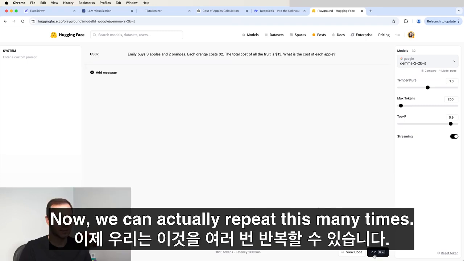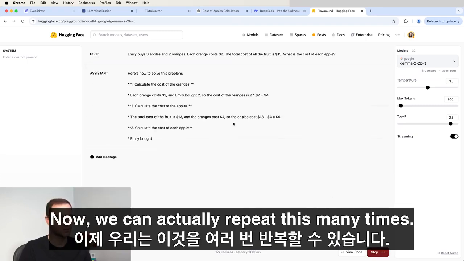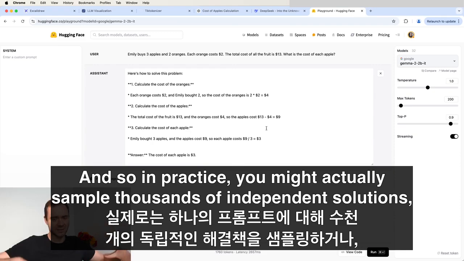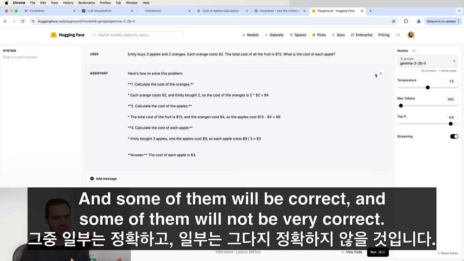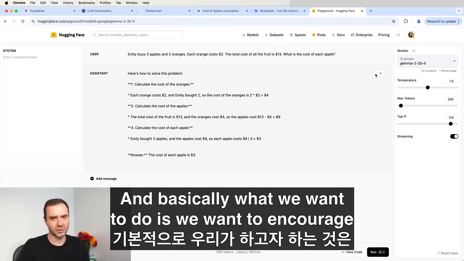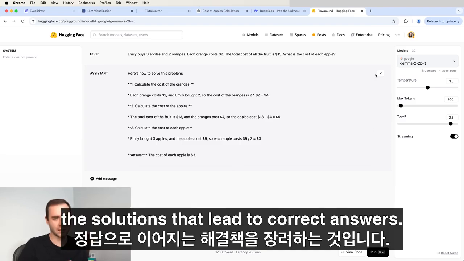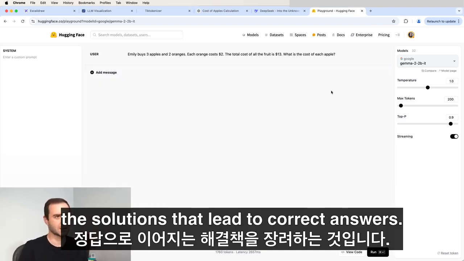Now we can actually repeat this many times. In practice, you might sample thousands of independent solutions, or even a million solutions, for just a single prompt. Some of them will be correct and some of them will not be very correct. Basically, what we want to do is encourage the solutions that lead to correct answers. So let's take a look at what that looks like.